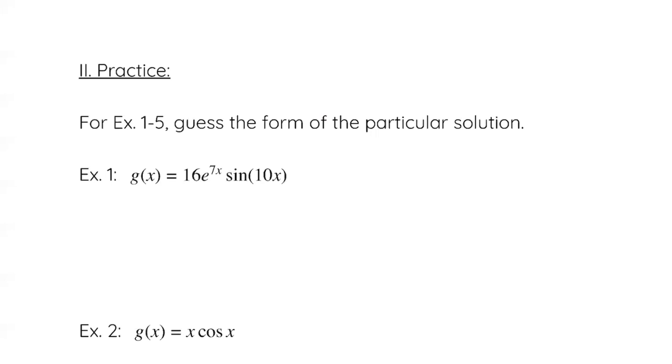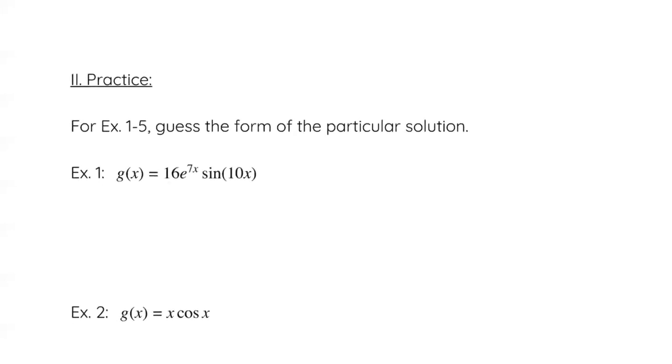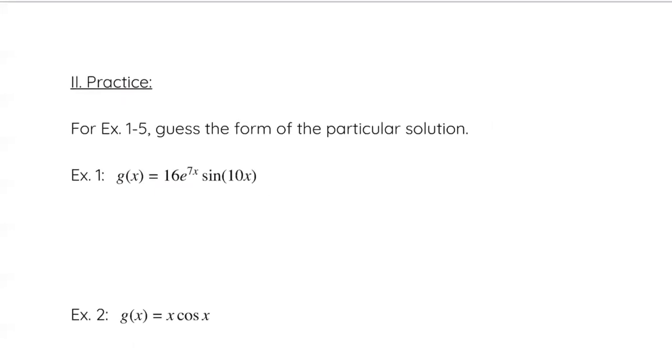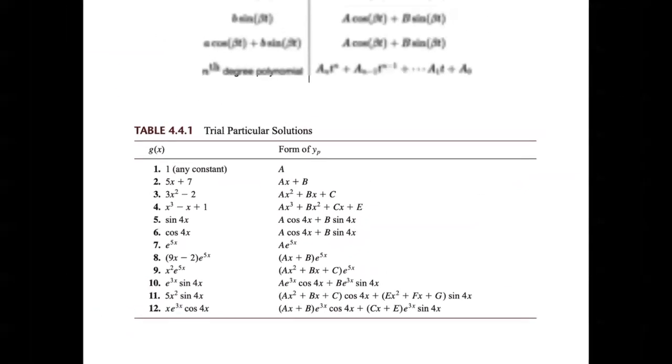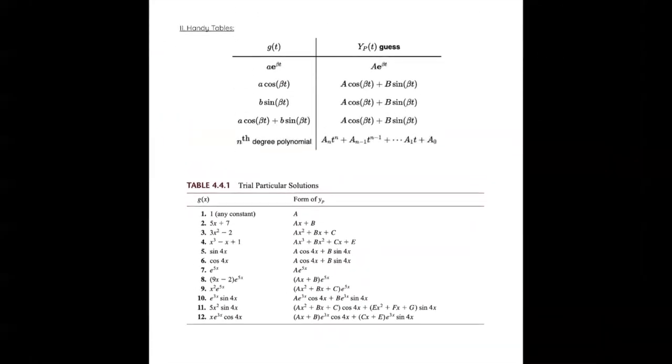Okay. So let's go back up. We're going to take a look at first, let's find the e to the 7x, and then let's find the sine 10x. Okay. So it doesn't really matter which table you use. I think that they're both fairly similar, but we might notice that this first line here, when I have e to the beta t, a good guess for that is e to the beta t. Okay.